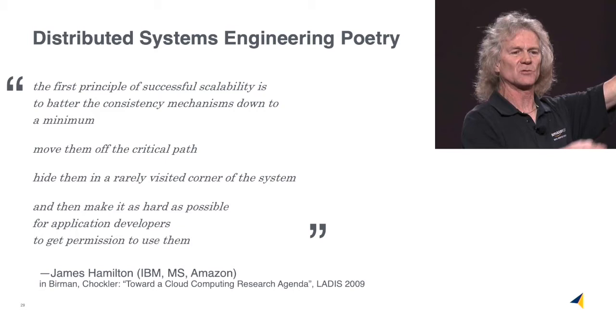So he's seen lots of different kinds of systems at the scale of individual components, as well as at the scale of warehouses. So this is from a talk he gave in the late 2000s. And I like to present it formatted this way because I think it's beautiful. The first principle of successful scalability is to batter the consistency mechanisms down to a minimum, move them off the critical path, hide them in a rarely visited corner of the system, and then make it as hard as possible for application developers to get permission to use them.